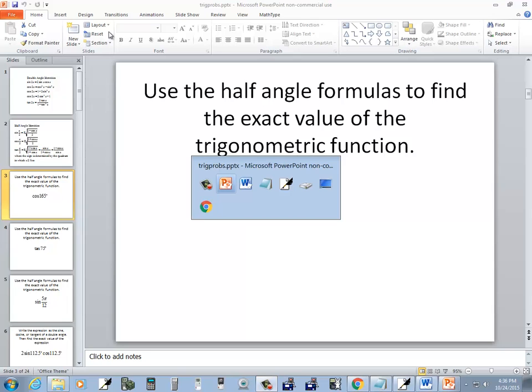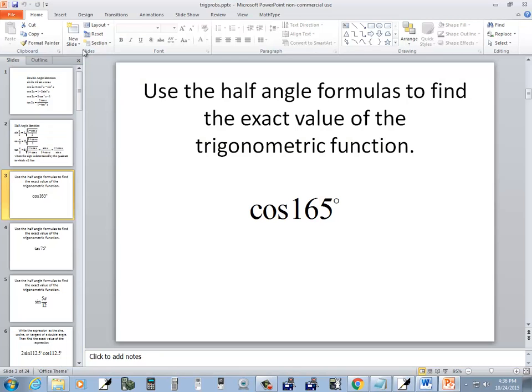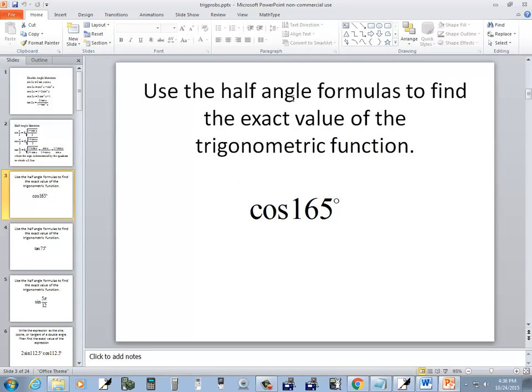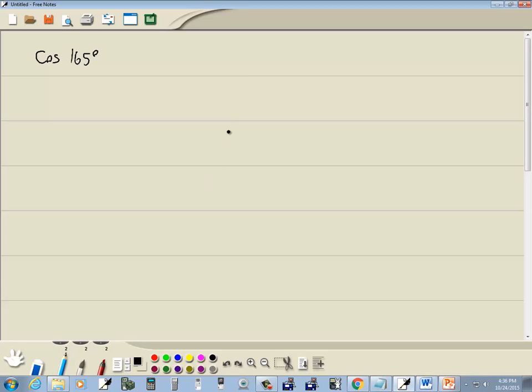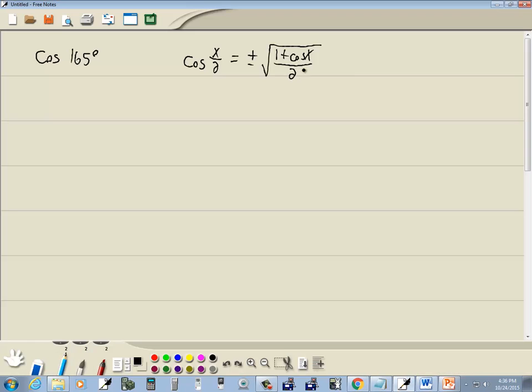Let's take a look at this problem. We've got cosine of 165 degrees, and it says use half angle formulas to find the exact value. So if I look at cosine of x over 2, it is going to equal plus or minus the square root of (1 plus cosine x) over 2.